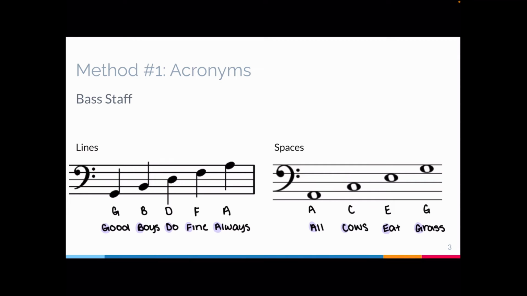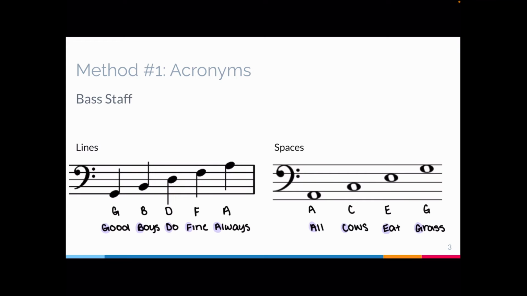The first letter of each word corresponds to a note on the bass staff lines in order, starting from G on the lowest line to A on the top line. For example, the G in good corresponds to the G on the lowest line of the bass staff.